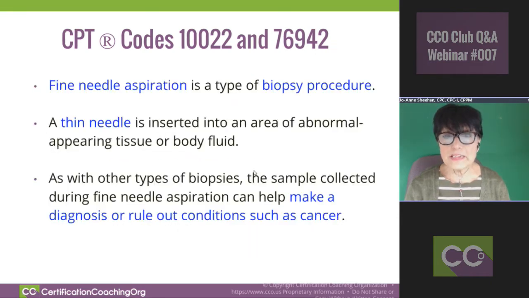Now, a fine needle aspiration is a type of biopsy procedure. It's a very thin needle, and it's inserted into an area of abnormal appearing tissue or body fluid, like a lump. And as with other types of biopsies, the sample collected during the fine needle aspiration can help make a diagnosis or rule out conditions and problems such as cancer.